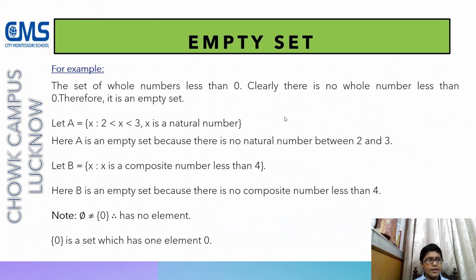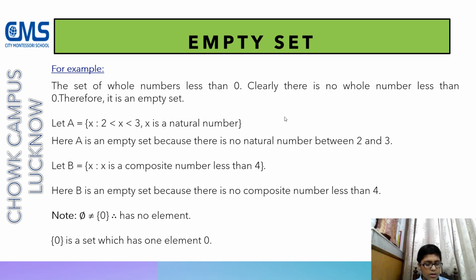Empty set or null set. For example, a set of whole numbers less than 0. Clearly, there is no whole number less than 0, therefore it is an empty set. Let A equals {x : x is a natural number, greater than 2 but less than 3}. Here A is an empty set because there is no natural number between 2 and 3. Let B equals {x : x is a composite number less than 4}. Here B is an empty set because there is no composite number less than 4.